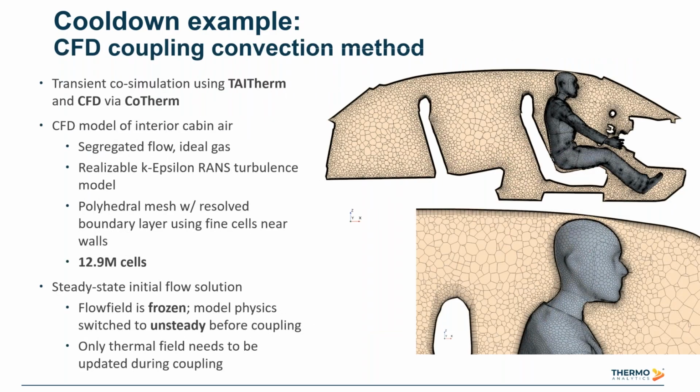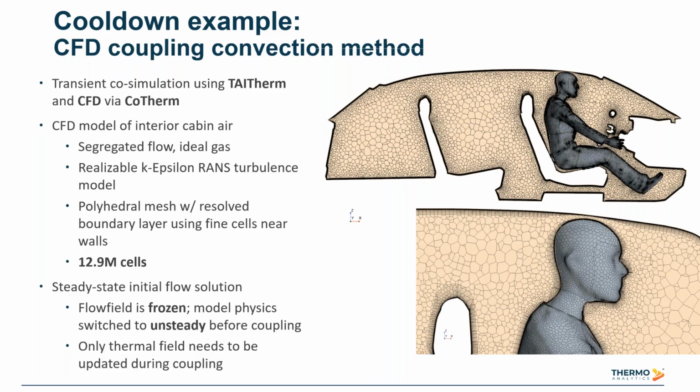Then our high fidelity method will be using an external CFD model coupled to the TAITherm simulation. And we're going to coordinate that with Cotherm in a typical fashion for a transient coupling. That CFD model will use pretty typical practices for a cabin model. We're using ideal gas models and a realizable K-epsilon turbulence model. You can see in the snapshots here, we're using a polyhedral mesh with fine cells near the wall, resolved boundary layer, totaling about 13 million cells.